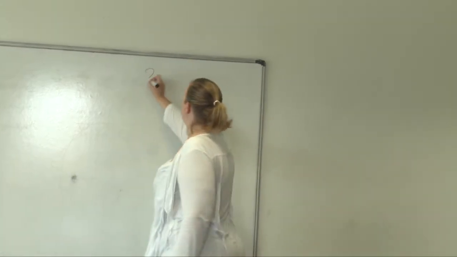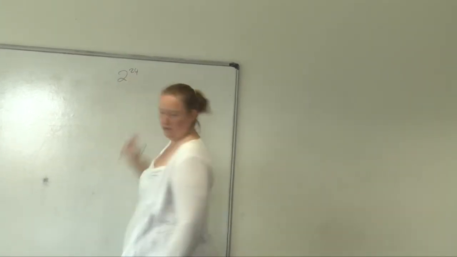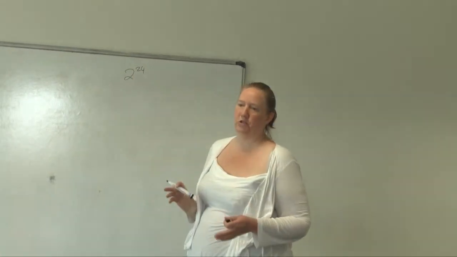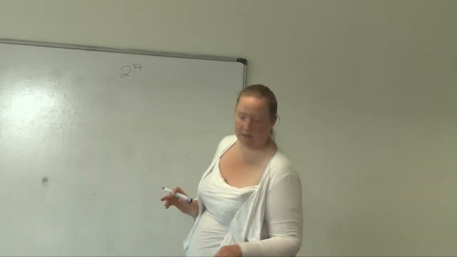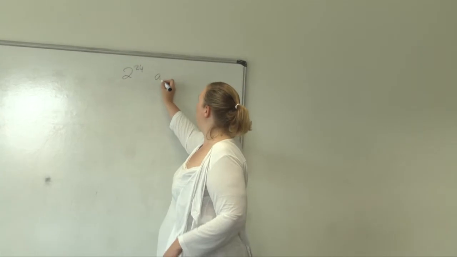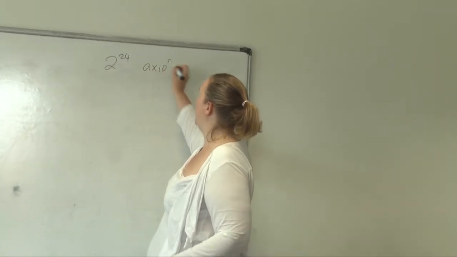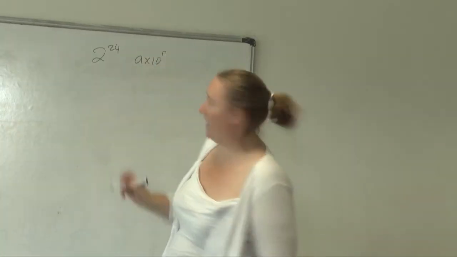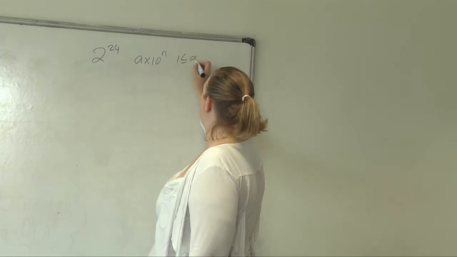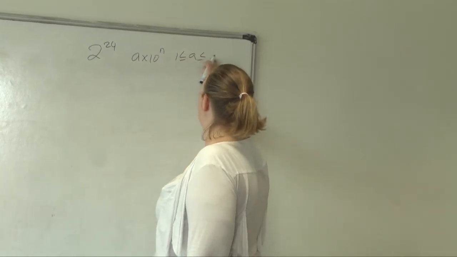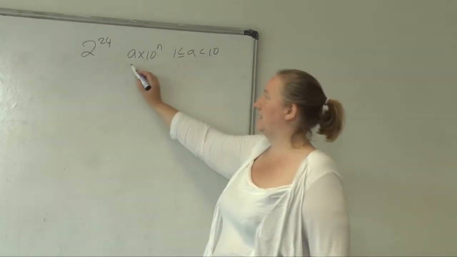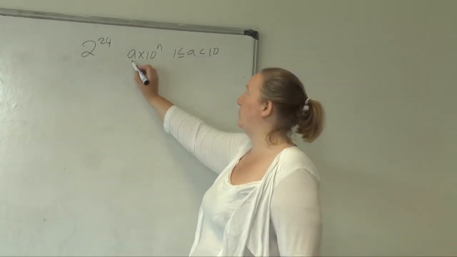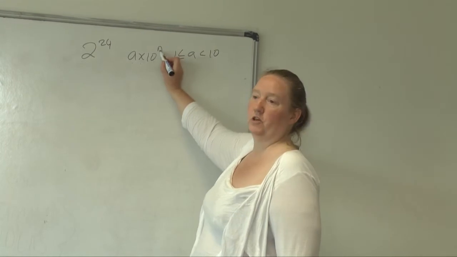Express 2 to the power of 24. Now don't let the look of this put you off. Express 2 to the power of 24 in the form a by 10 to the power of n, where 1 is less than or equal to a, is less than 10. What that means is you want it written where there's a number multiplied by 10 to another number.